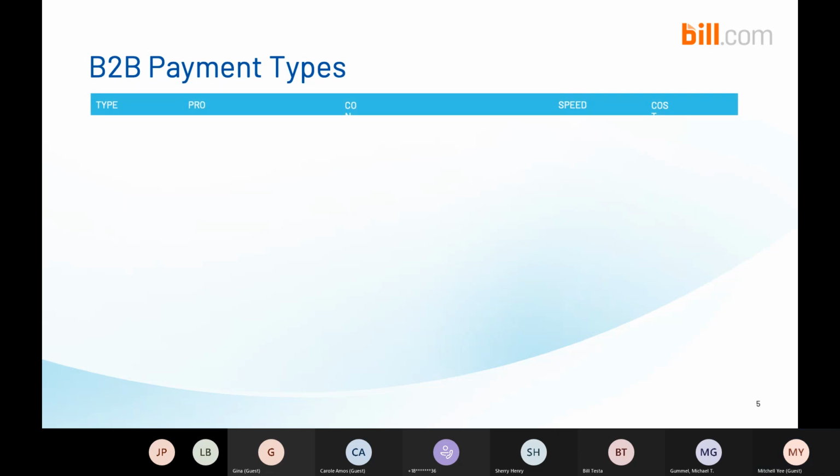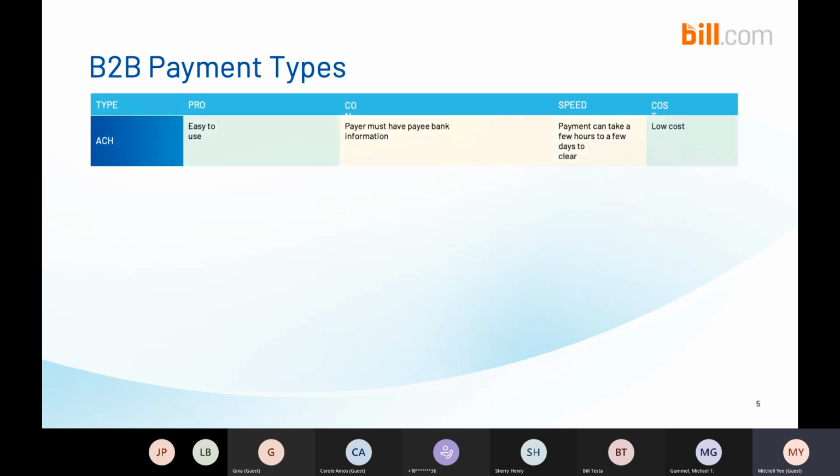When we look at B2B payment types, there are many different types of payments you can make. ACH payments are digital payments made through the Automated Clearing House, and that's why it's called ACH. It's a secure system for bank-to-bank transfers. A typical ACH transfer takes anywhere from a few hours to a few days to clear. These transactions don't happen in real time, but they are faster and involve less manual work than paper checks and incur lower fees to receive than credit cards.